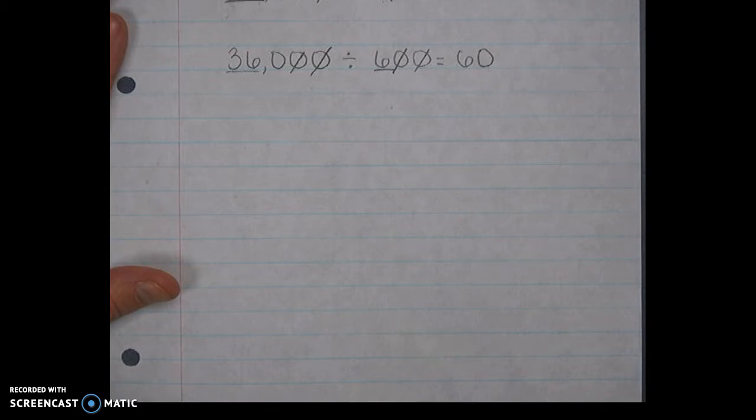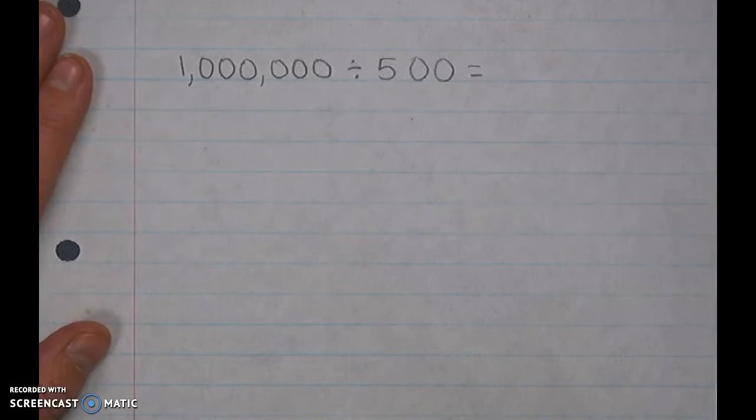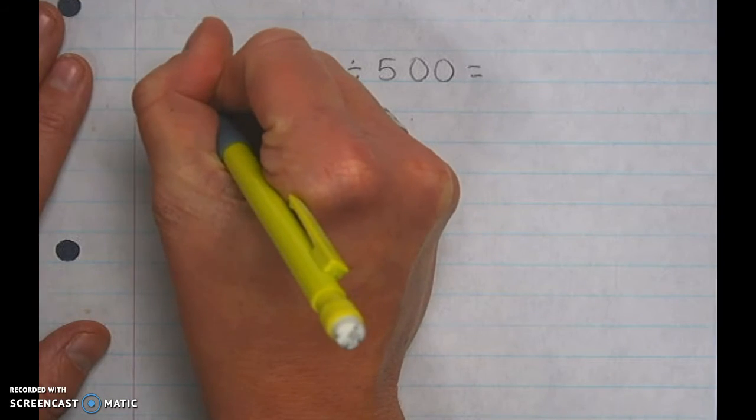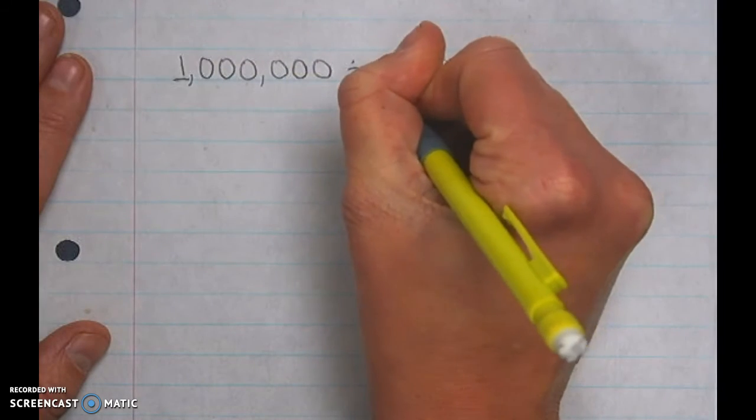Awesome job. I hope that you were able to do that correctly. We will do one more practice question. Here's our next problem. Go ahead and pause the video and try it for yourself. Then when you are done, you can resume and check your work. All right, here we go. So I'm going to underline the digits that are not zeros.